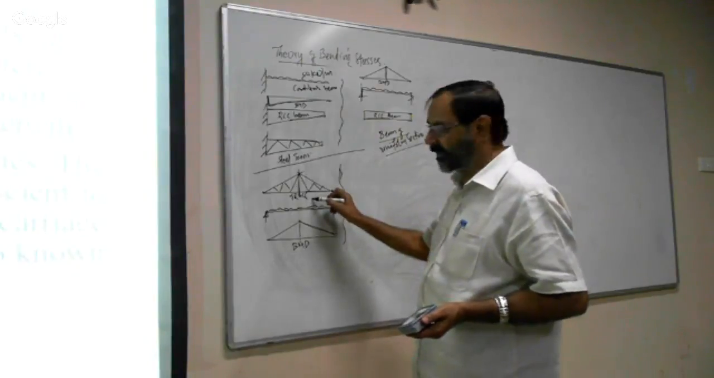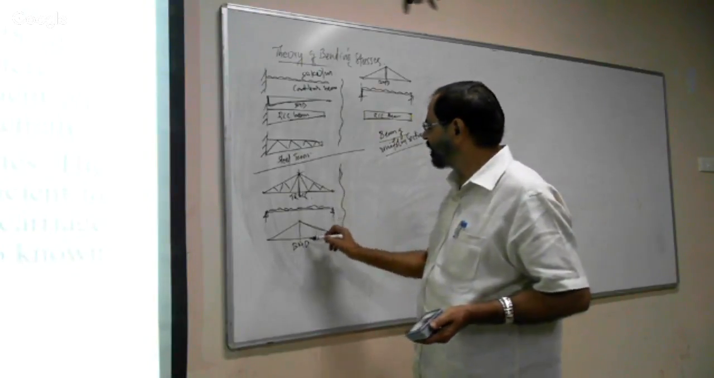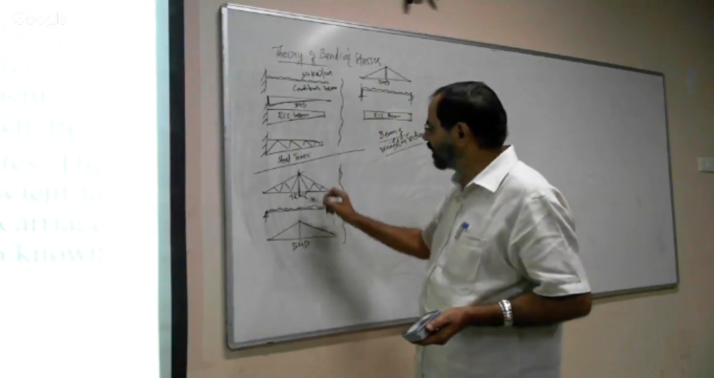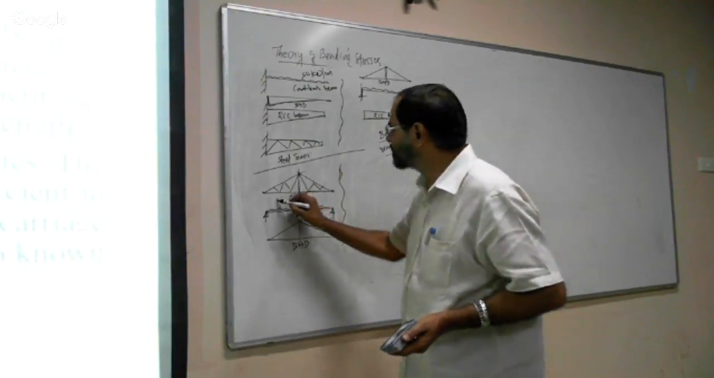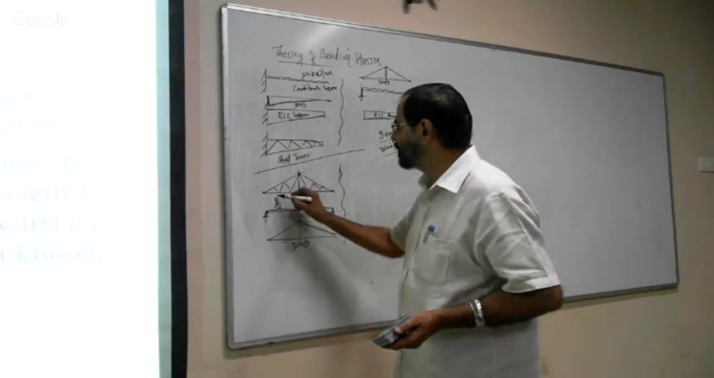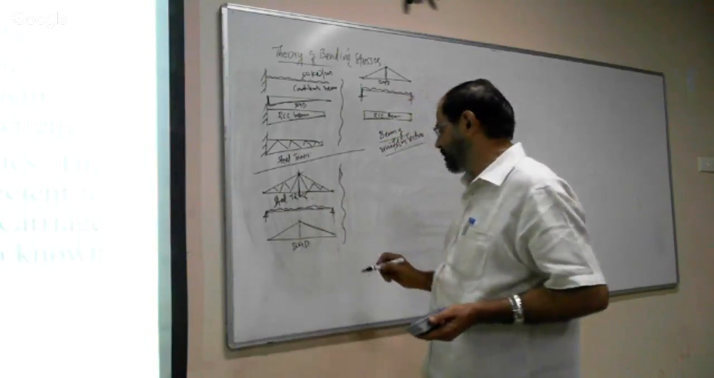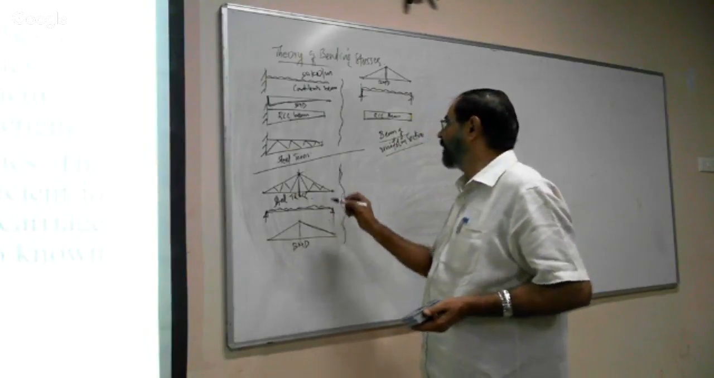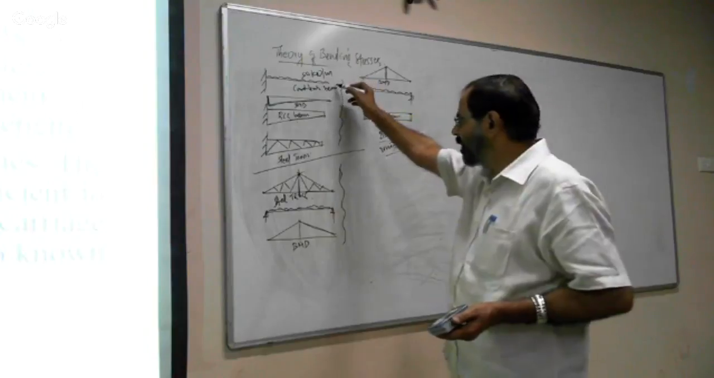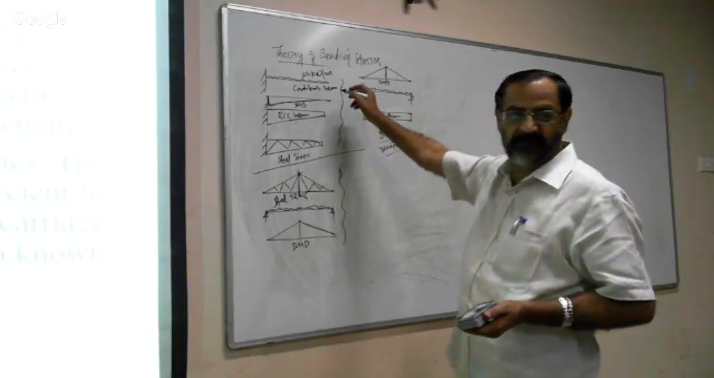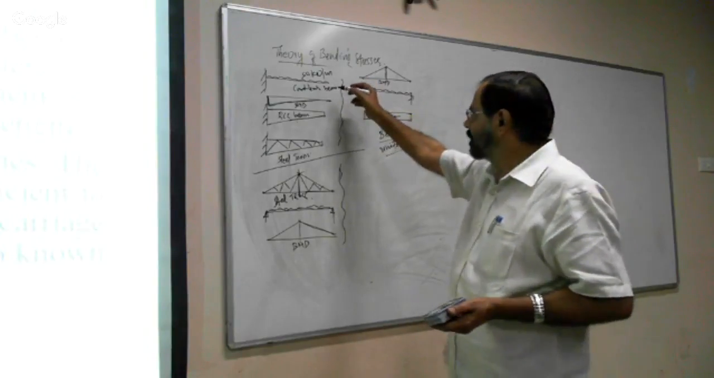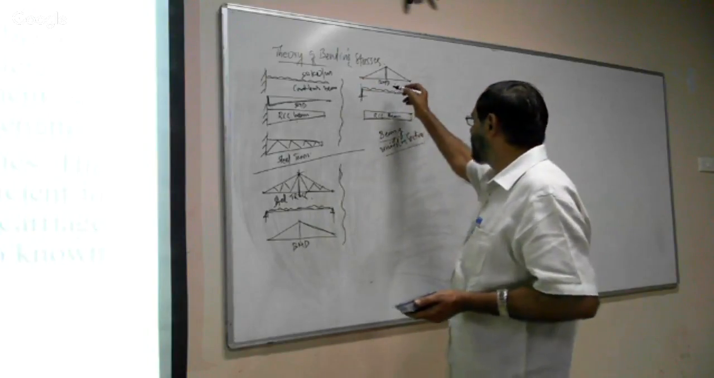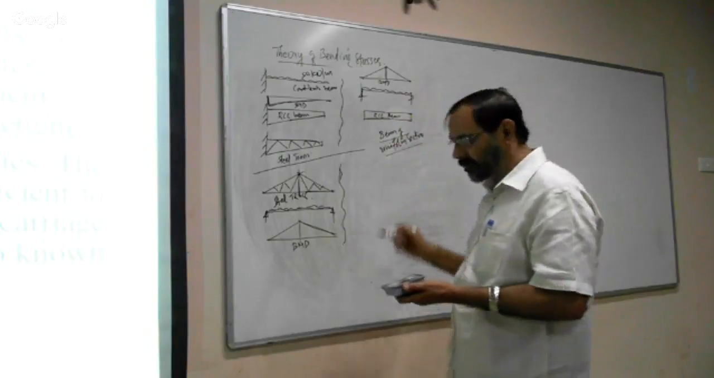Another example is a truss. Suppose you draw the bending moment for this kind of loading; here the maximum bending moment will occur. Therefore, it is a steel truss, and accordingly the section will be decided. This is the example for the beam of uniform strength, and this is the beam of uniform cross section.